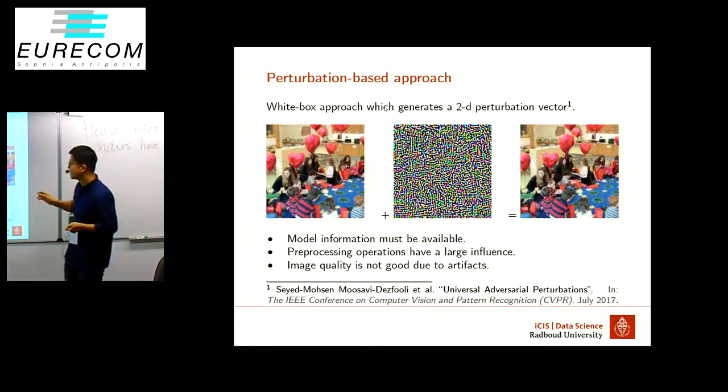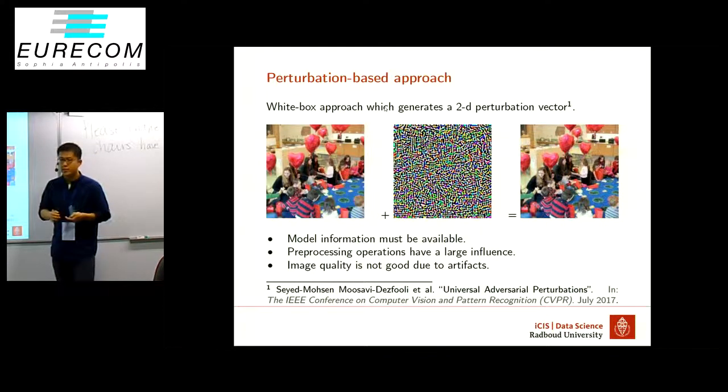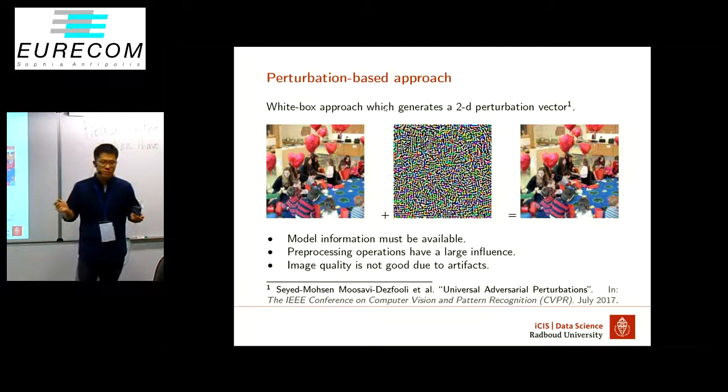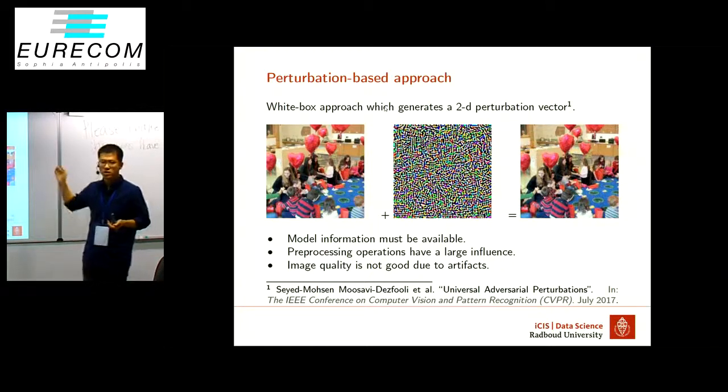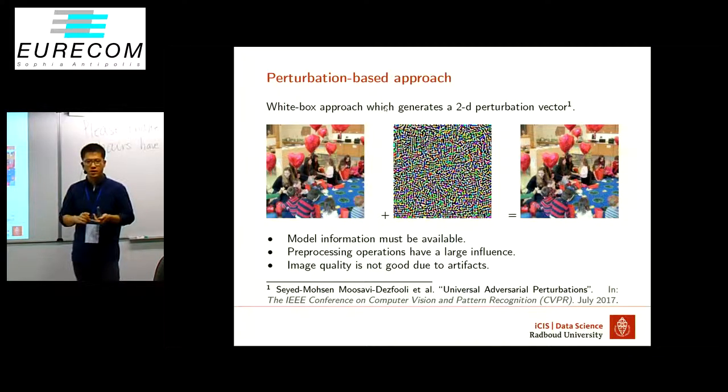The first thing is, if you want to train it, the model information must be available. If you want to break the ResNet we just showed you, you have to know the exact information: how you pre-process your data, what the structure of the network is, and what the weights are. You have to know everything. So this is the first drawback of this approach.